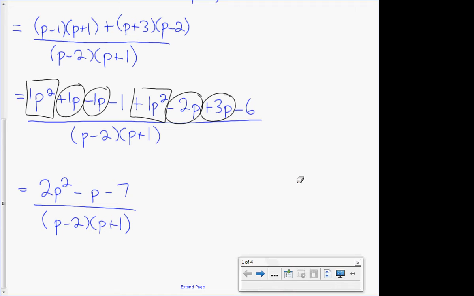So what I'm going to try next is to factor my numerator in order to see if it factors, and then I could cross something off with the denominator. So I have 2p squared minus p minus 7. I'm going to factor that out.